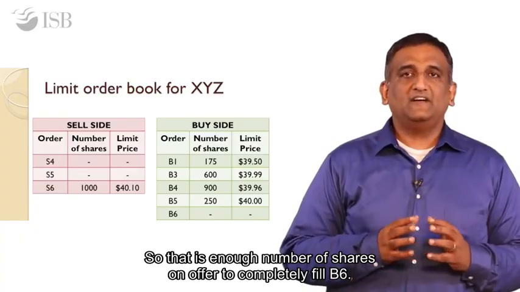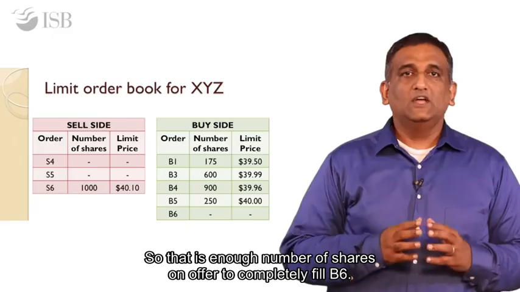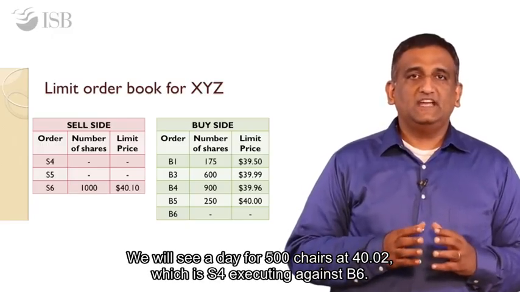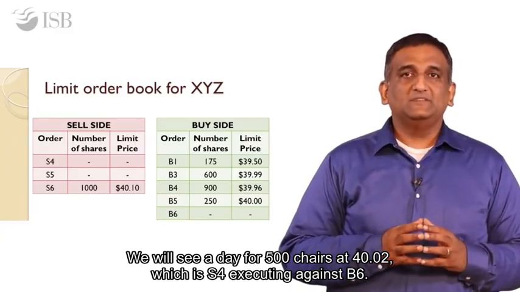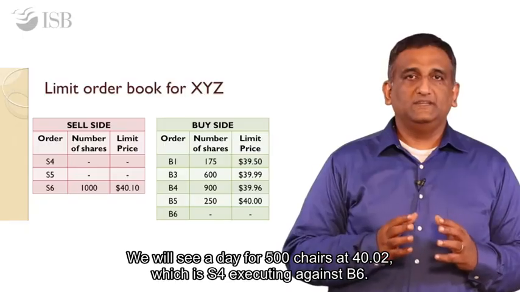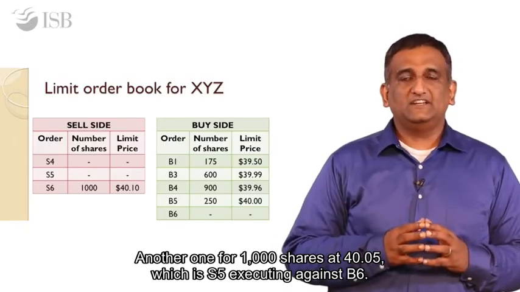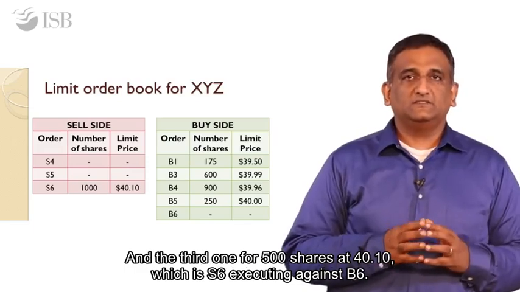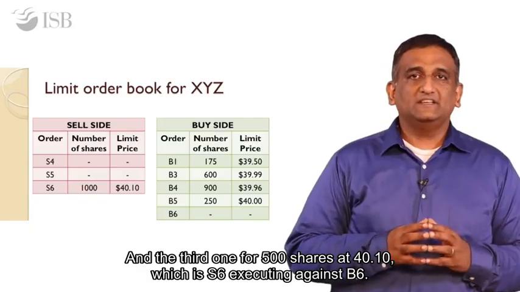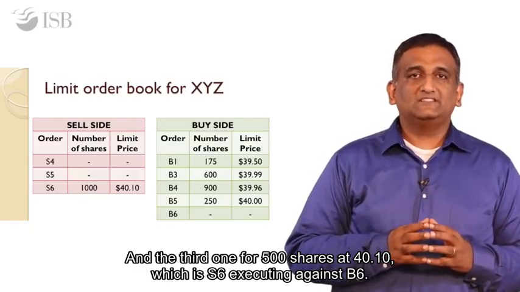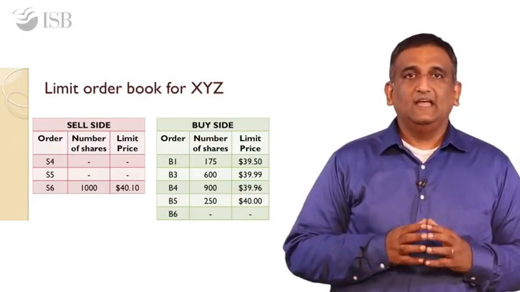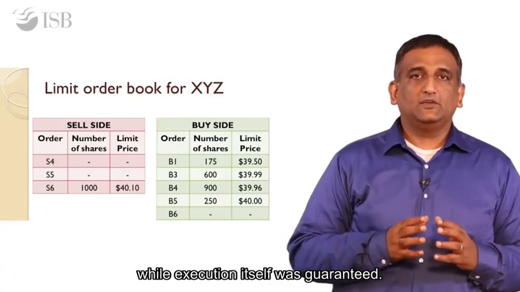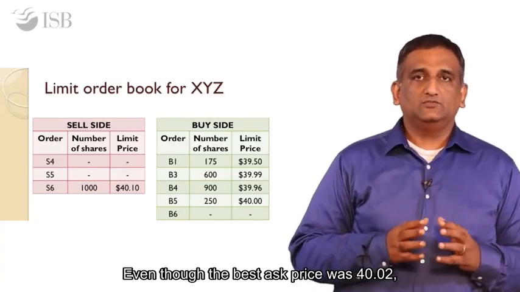We will see a trade for 500 shares at 40.02, which is S4 executing against B6. Another one for 1000 shares at 40.05, which is S5 executing against B6. And a third one for 500 shares at 40.10, which is S6 executing against B6. Here we can see the price uncertainty of market orders while execution itself was guaranteed. Even though the best ask price was 40.02, the market order executed at prices higher than that also.